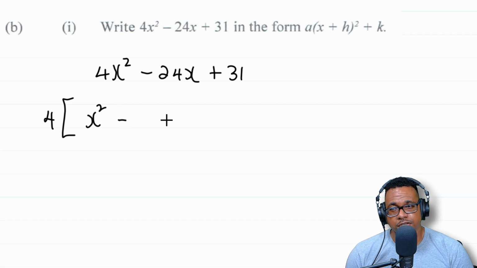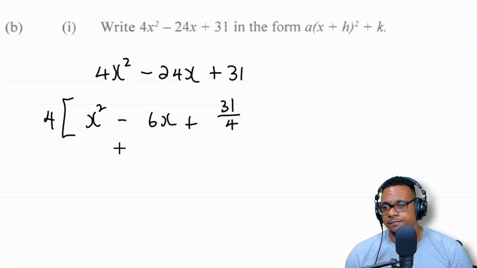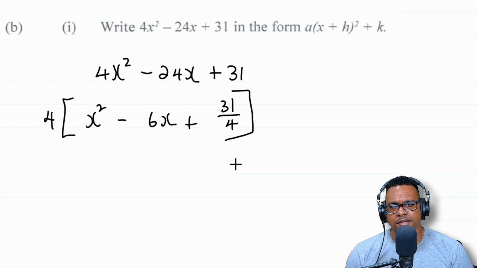24x divided by 4 is just 6x. And then we're going to have 31 divided by 4. So let's write that as 31 over 4, because if you divide this, you're going to get a remainder. So I'll close my brackets.